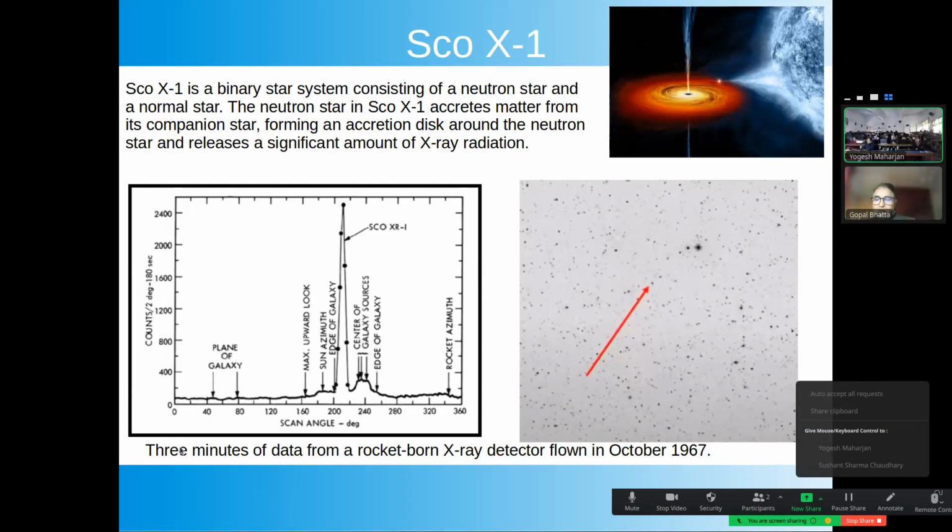This is the plot from 1967. They were slowly sweeping the telescope along the galactic plane. On the x-axis is the scan angle, and on the y-axis are the X-ray count rates. Between 200 and 220, you see a sharp rise in the counts, and that was Sco X-1. In optical, they later found out it is a tiny dot to the left. So that was in the late 1960s when they first found an extrasolar astrophysical source, a strong emitter of X-rays.